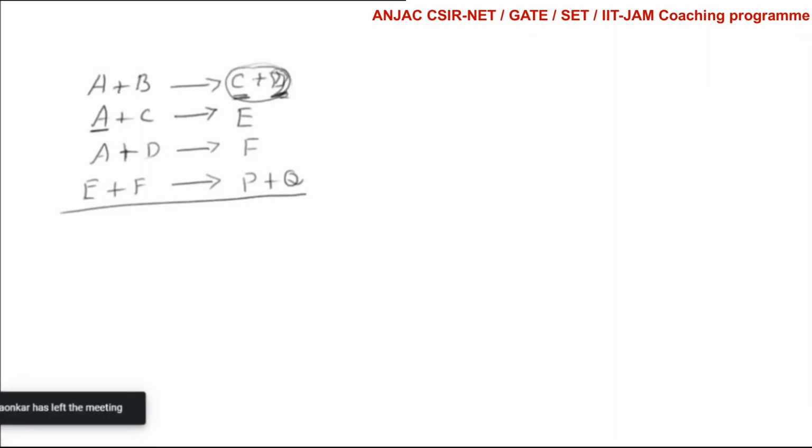Therefore, based upon this, you can boldly say that A is a reactant. B is present only on the left-hand side, so it is a reactant. P and Q are present on the right-hand side. Therefore, these are the products. Whereas C, D are present both on the left and right. E and F are present on the right and left. Therefore, these four species are the intermediates.